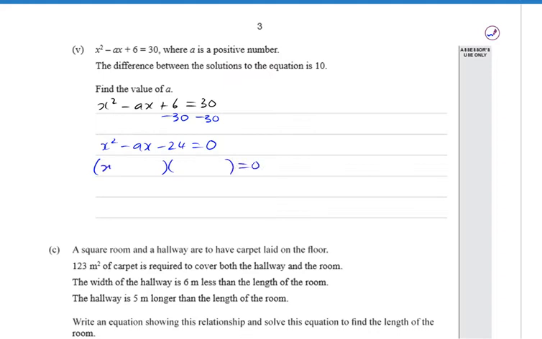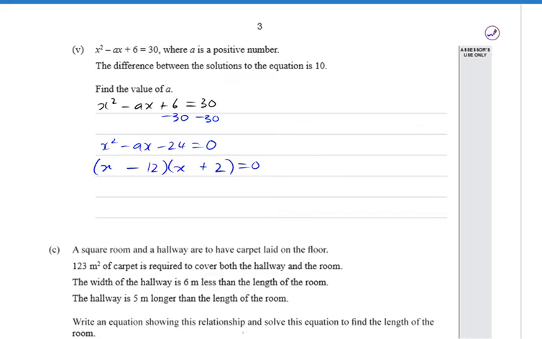So I've got x at the start of each. And we're looking for two numbers that multiply to 24, but have a difference of 10. Now last time I did 12 and 2, and that was negative 12 and positive 2. And the problem with that is that the difference between negative 12 and 2 is actually 14. Like if you went negative 12 minus 2, you get negative 14. And so it's got a difference of 14, not a difference of 10.